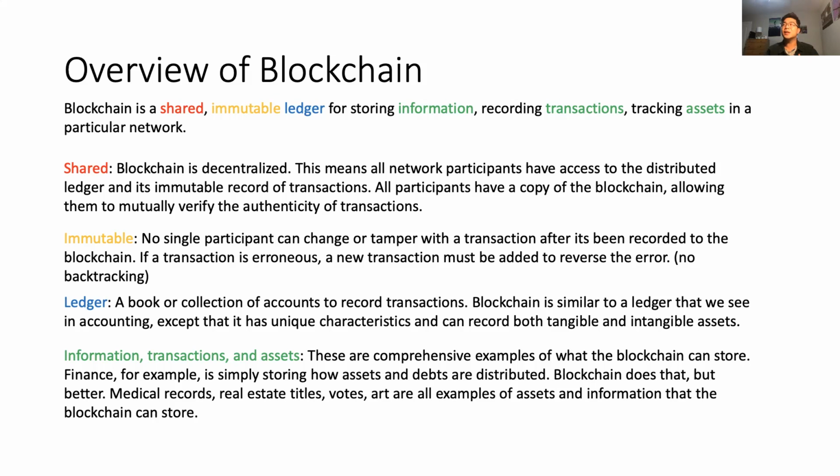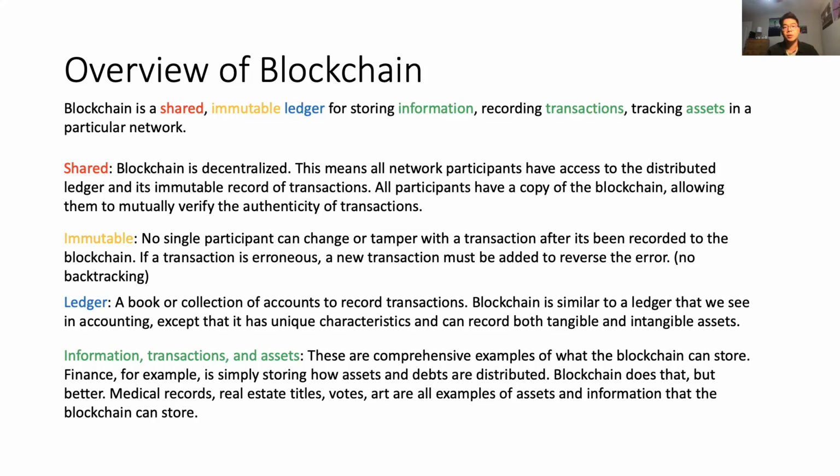A better way to put it is that you can have a full copy of the blockchain if you run what's called a full node. We'll talk about that a little bit more in the second lecture about consensus. But essentially, blockchains are decentralized and anyone can access the information on the blockchain if they wish.